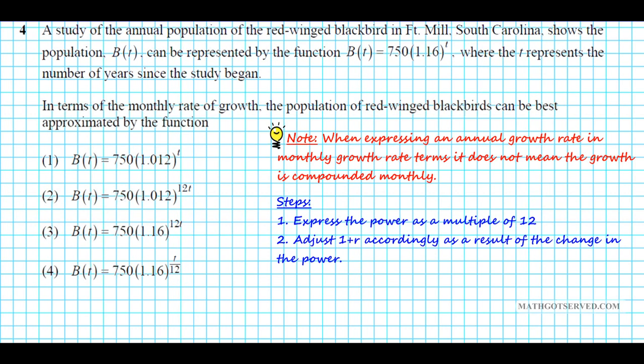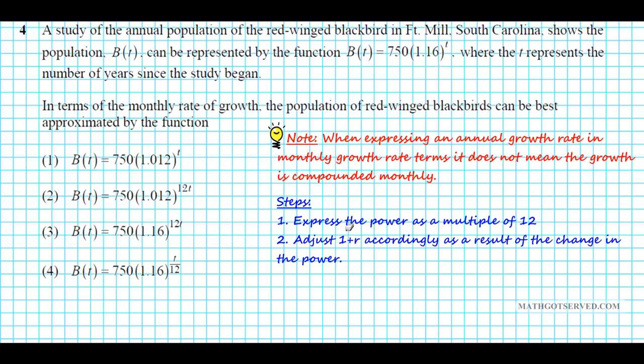So one thing you want to note in this problem is that if you want to express an annual growth rate model in monthly growth rate terms, you're not changing the growth model, okay? You're just changing the way it looks. So if this is an annual growth, when you change it to monthly growth terms, it doesn't mean that the growth rate is being compounded monthly, okay? So someone can easily confuse this problem as converting an annual growth into a monthly compounded growth situation and get the problem wrong. That's not what this problem is asking for.